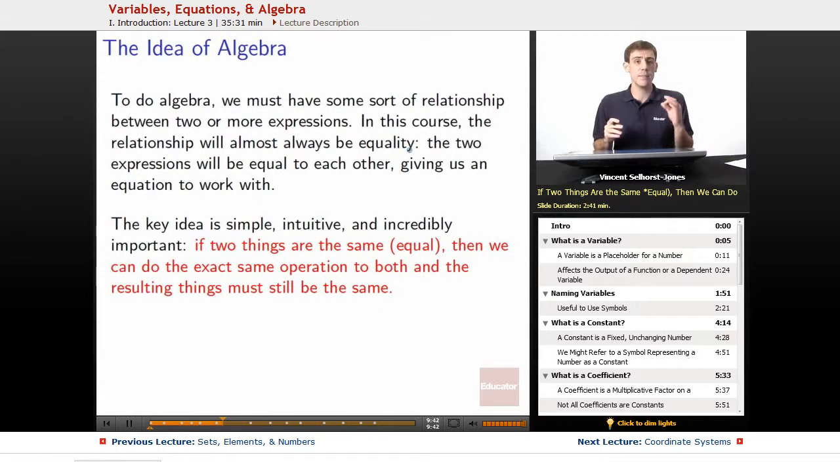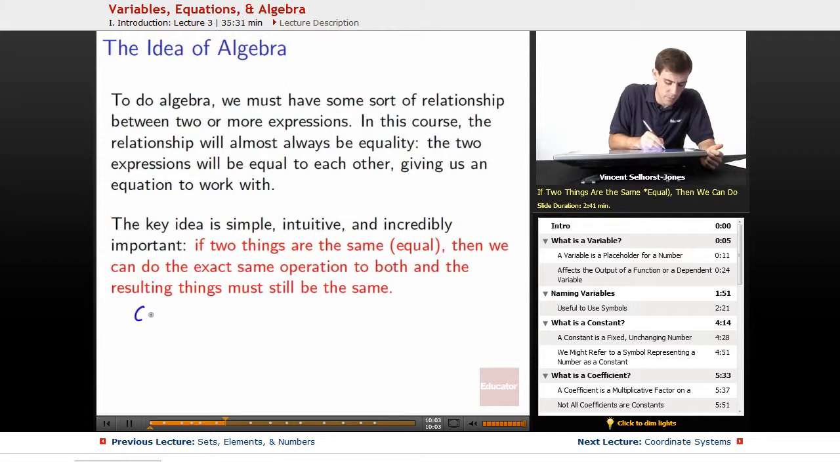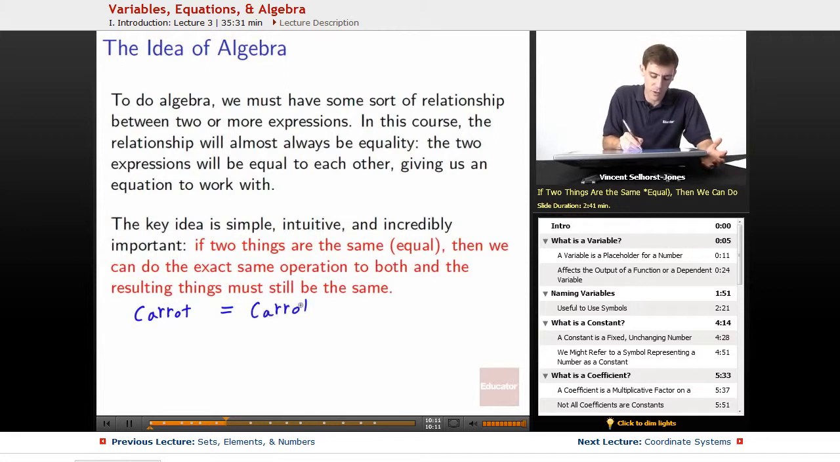The key idea behind math, not behind all math, but behind algebra, is simple, it's intuitive, and it is incredibly important. If two things are the same, equal, then we can do the exact same operation to both things, and the results will have to be the same. So let's look at it like this. If we've got a carrot here, and then we have another carrot that is exactly like that first carrot, so they are a perfect copy of one another. So we have two carrots.